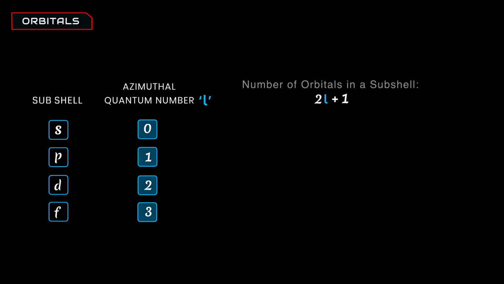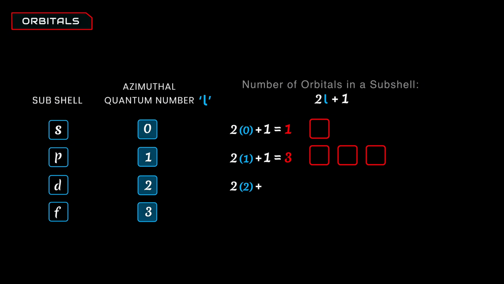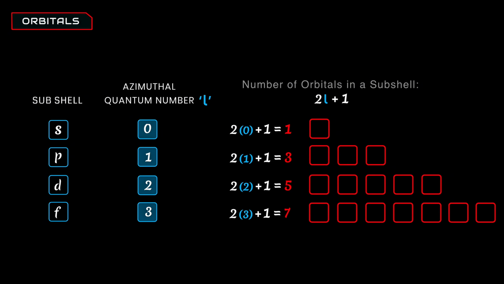The number of orbitals in a subshell is given by the formula 2L plus 1, where L is the azimuthal quantum number, or the floor number. So the S subshell has 1 orbital, the P subshell has 3 orbitals, the D subshell has 5 orbitals, and the F subshell has 7 orbitals. If we look at the house analogy again, we notice that increasing the floor number increases the number of rooms. Each orbital can hold 2 electrons.